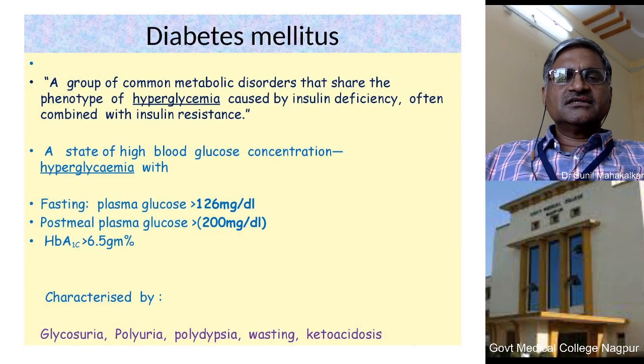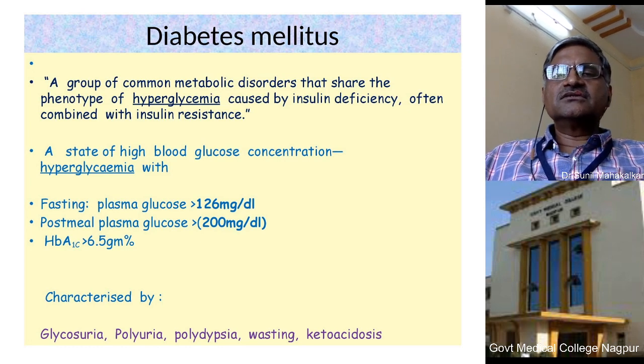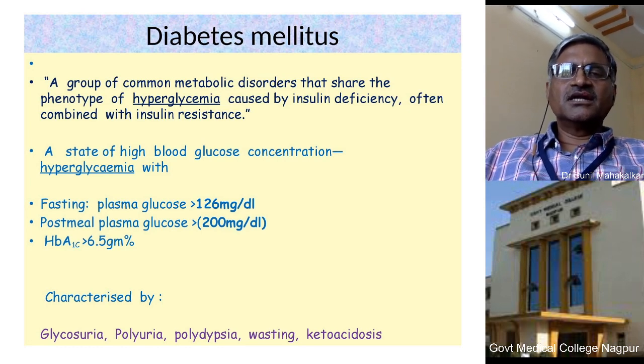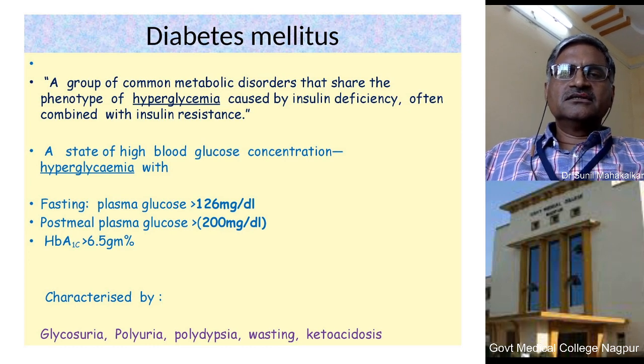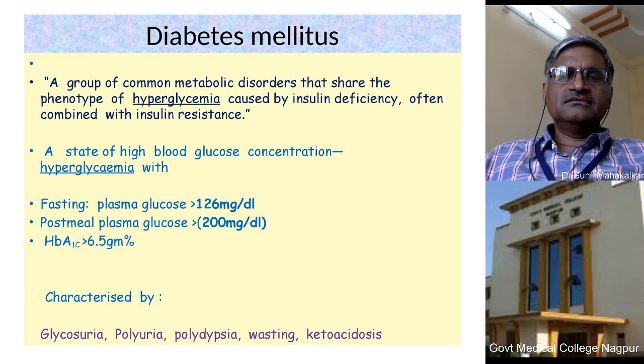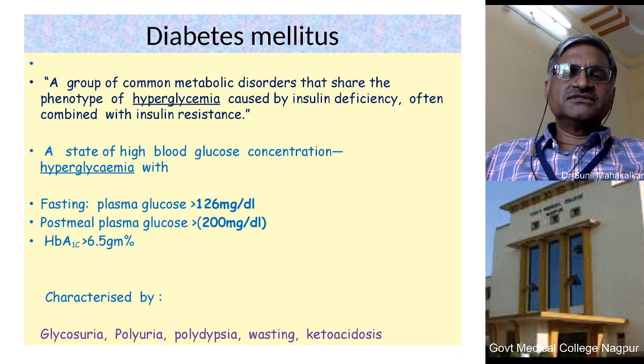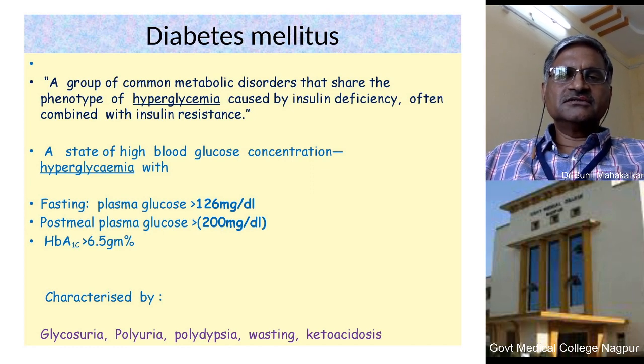Now, diabetes mellitus, as we know, is a group of common metabolic disorders that share the phenotype of hyperglycemia. Hyperglycemia is the main sign of diabetes, and it is caused by insulin deficiency. And it also involves insulin resistance, meaning however much insulin is contained in the blood, it will not reduce the blood sugar level. So that is insulin resistance. It is also a component of diabetes mellitus.